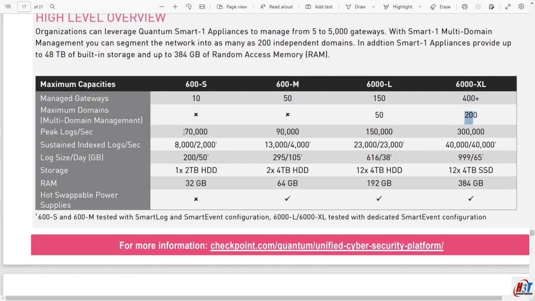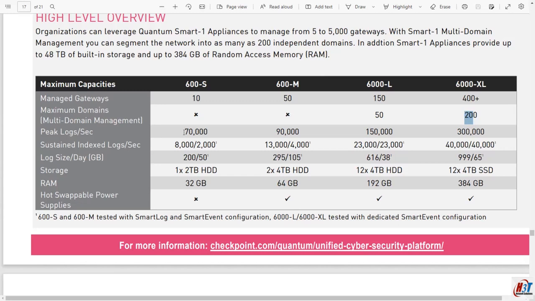Peak log session, so you can enable the logging on this so that they can collect the logs from all the gateways, and you can have a centralized point of logging as well. And these support like 70,000 logs per second for 600S, while it supports 90,000 logs per second for 600M. And if you look at the L and XL, this number ranges from 1,50,000 to 3 lakh logs per second. So there you can see the difference, right? Sustained indexed logs per second.